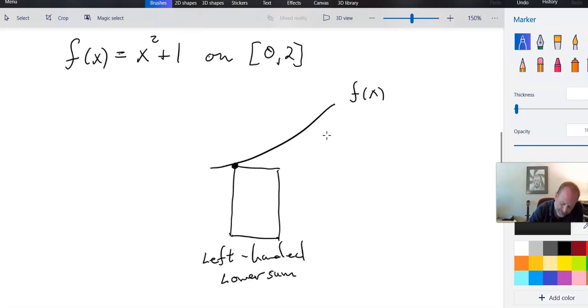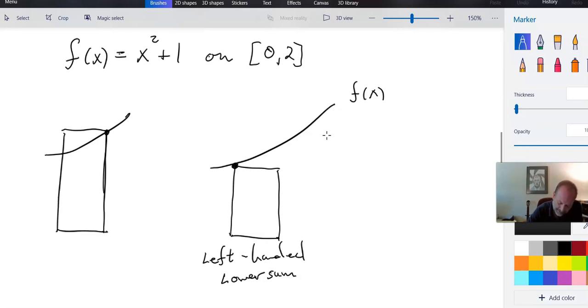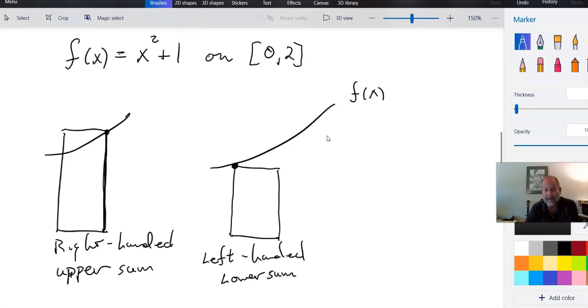Then you could also do a right-handed rectangle, right? So that the height of the rectangle is on the right side of the rectangle. So this is a right-handed sum, or upper sum. So it's usually either called a right-handed sum or an upper sum. You don't have to say the whole thing.